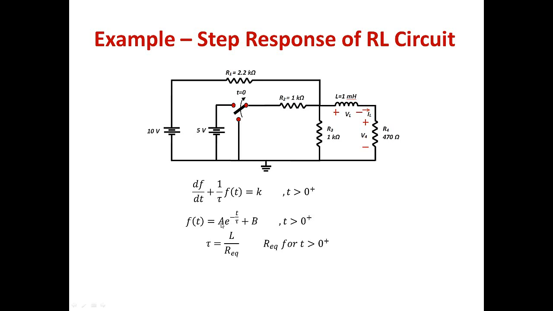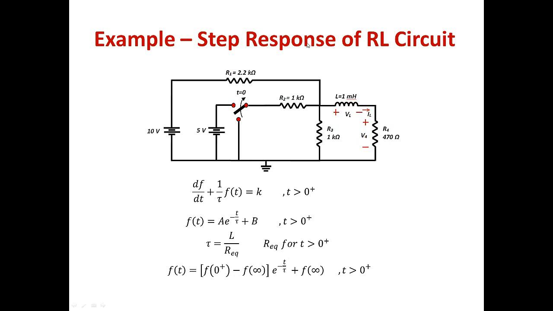Or basically you say that A plus F at infinity is equal to F at 0. Then from here we can solve for A. So basically the general solution says that F of t will equal A, which is F at 0 minus F at infinity, times e to the minus t over tau, plus F at infinity, which corresponds to B here, for t greater than 0. This is the general solution for the step response of an RL circuit.